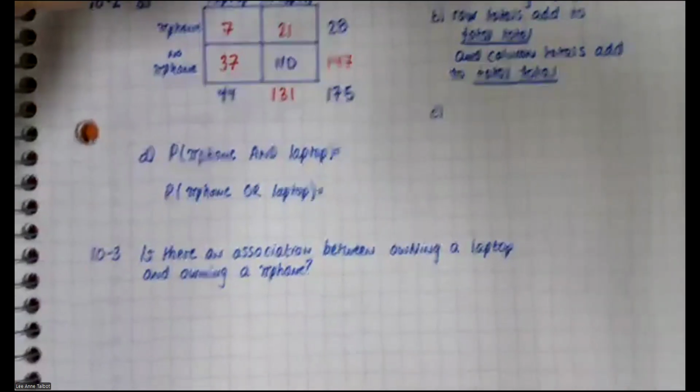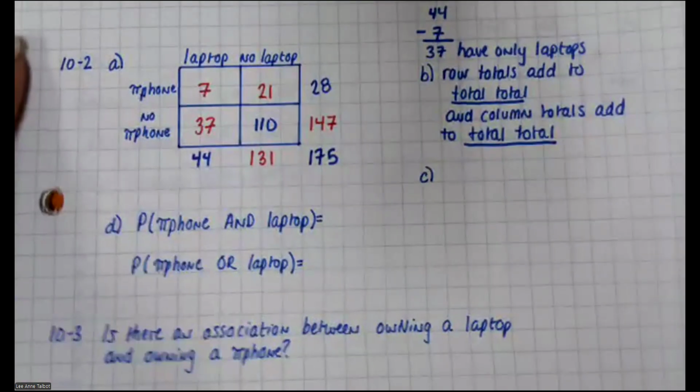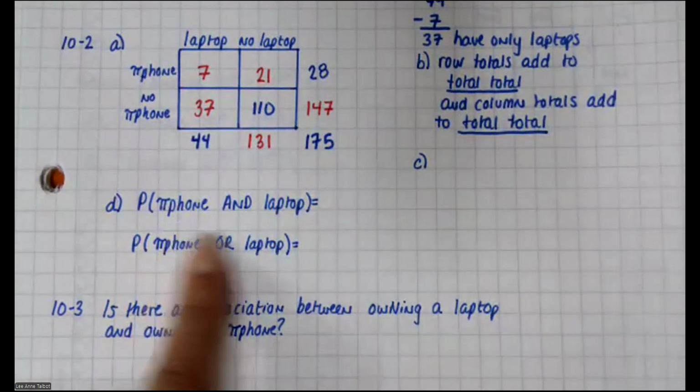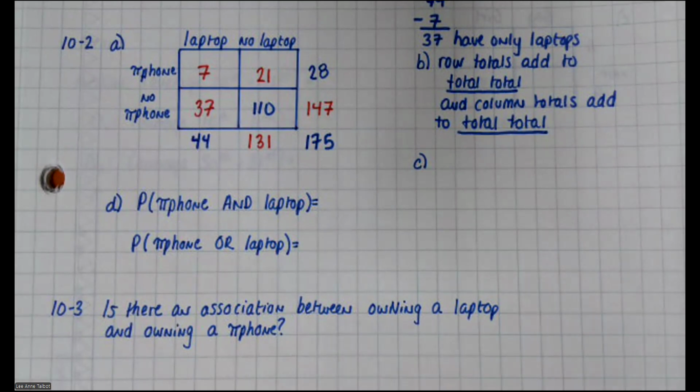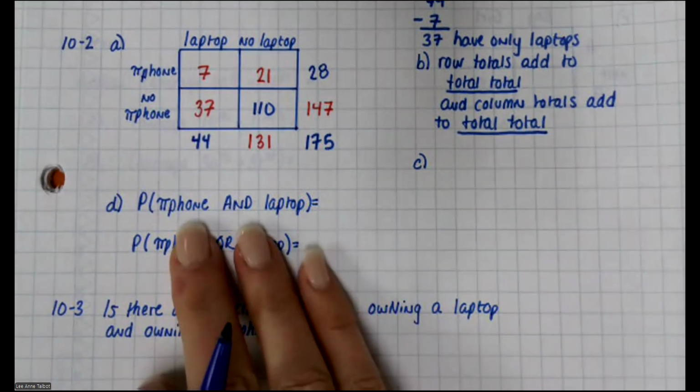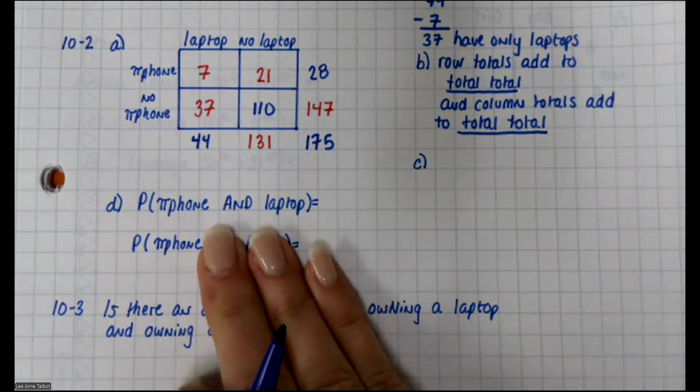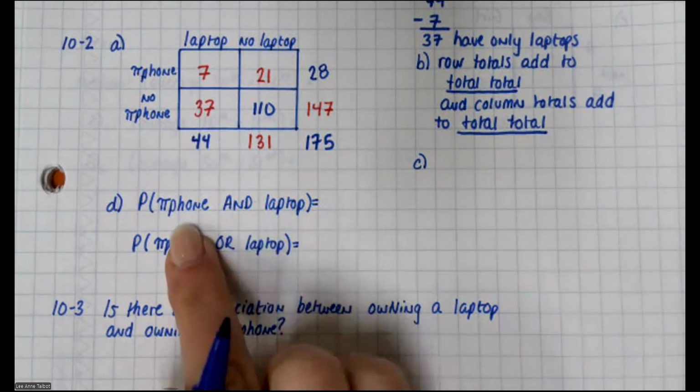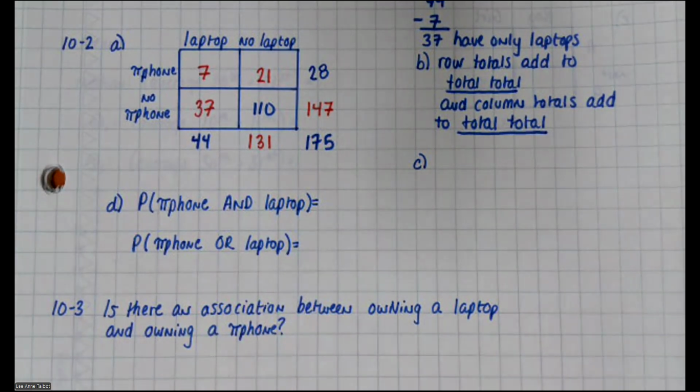Okay. Now we're going to talk about the mathematical definition of and or. So and means that they have to happen at the same time. How many students have a Pi phone and a laptop? 7.